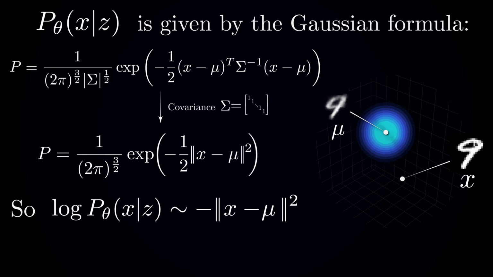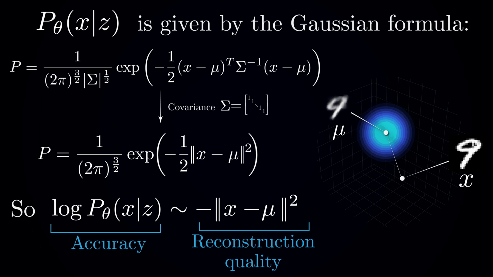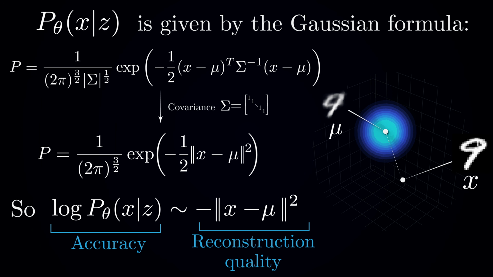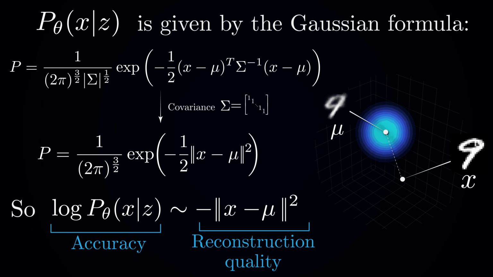Thus, the log probability of a data point becomes proportional to minus the squared distance between the network's output and the sample. This is why the accuracy is often called the reconstruction term, and is equated with the squared distance between the model's output, the reconstruction, and the actual training data point.